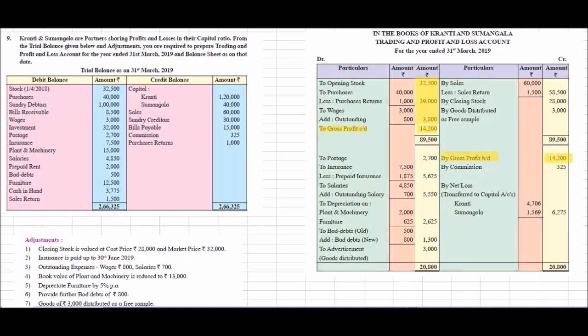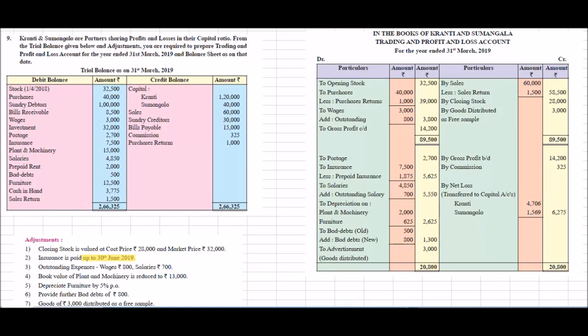Next is postage. The postage amount is 2,700 rupees, and we don't have any adjustment for the postage, so we just pass the entry in the P&L account. Next is insurance. The insurance amount is 7,500 rupees, less prepaid insurance. We have an adjustment for the prepaid insurance up to 30th June 2019. So from March to June we need to calculate, meaning April, May, June.